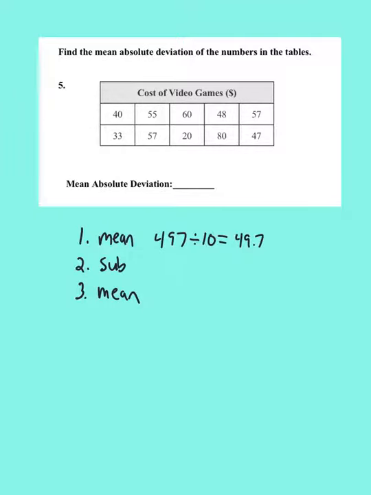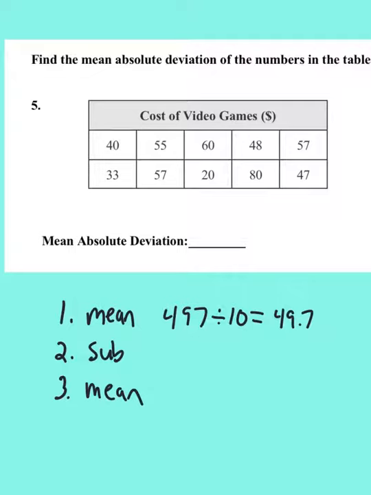So the first thing I'm going to do, let me zoom in a little bit, is for the 40. I'm going to do 49.7 minus 40 is 9.7. So for the 55, I do 55 minus 49.7, and I get 5.3. And for 60, I do 60 minus 49.7, which is 10.3. For 48, I do 49.7 minus 48, which is 1.7. For 57, 57 minus 49.7, 7.3. And I do 33. 49.7 minus 33 is 16.7.